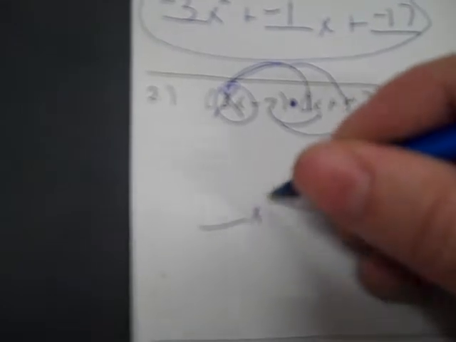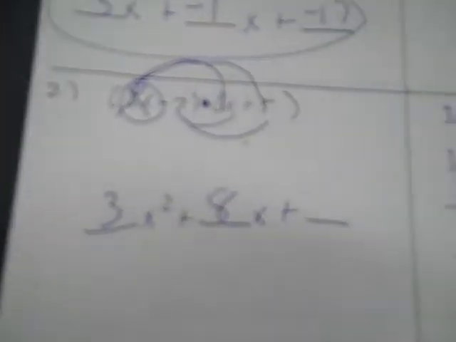Okay, so we're going to draw out our blanks. X second is the highest. So blank x second plus blank x plus blank. So x second has a 3. Easy enough. Now x, we need to add the 15 to the negative 7. So 15 plus negative 7 is 8. Negative 35.